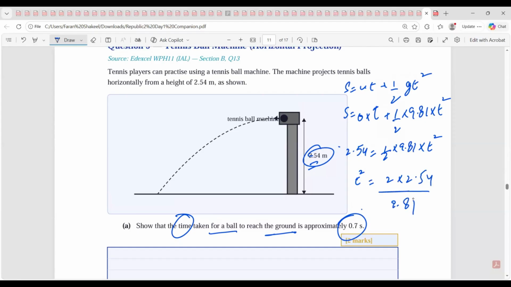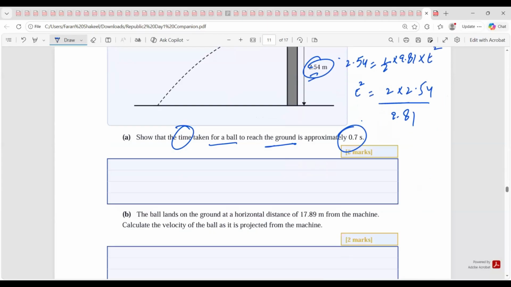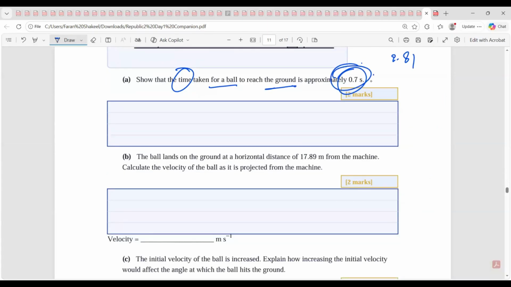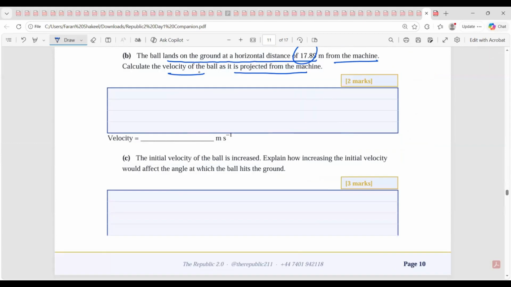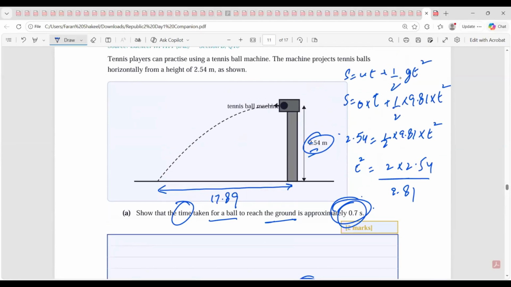Can anybody get me the time from here? It comes to 0.7. Yes, so I've got 0.7. The ball lands on the ground at a horizontal distance of 17.89 meters from the machine. Calculate the velocity of the ball as it is projected from the machine. The ball is going to cover a total distance of 17.89, and we are supposed to calculate the velocity of the ball as it was projected from the machine.